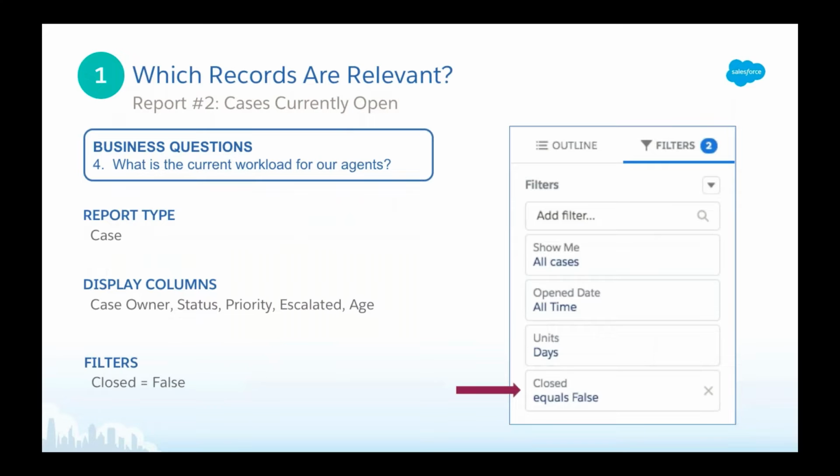And then for the fourth business question that Mark had, what the current workload is for his agents, it looks like it's still going to be case records, but this time we're looking for case records that are not yet closed. They're still open. So it's going to have to be a separate report that I create to answer that question that Mark has. So that will be the second report that we build today.